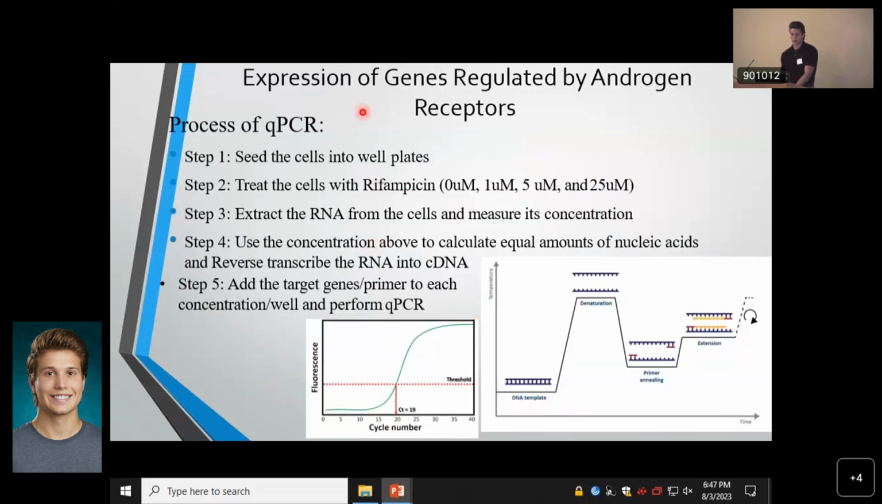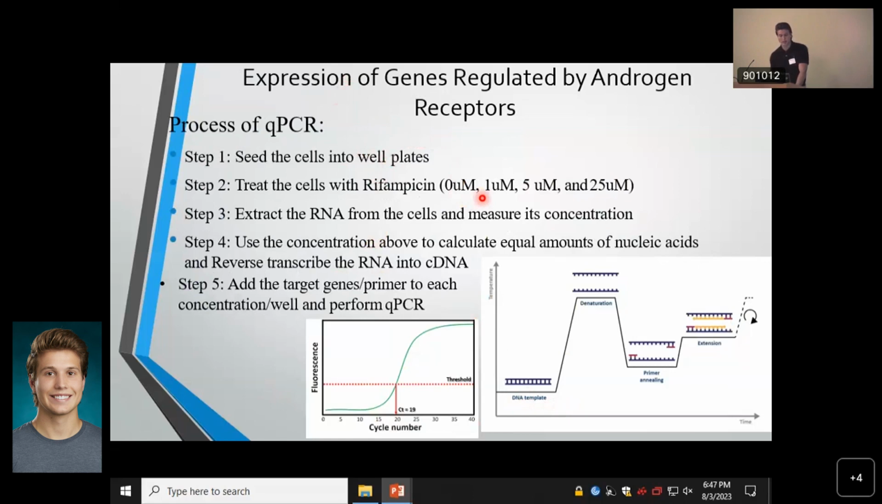So I first started with qPCR, and this is to measure the expression of the genes that are regulated by the androgen receptors. This is the process of what I did to get my results. First I would seed the cells into the well plates. I would treat the cells with rifampicin. I did 0, 1, 5, and 25 micromolar concentrations.